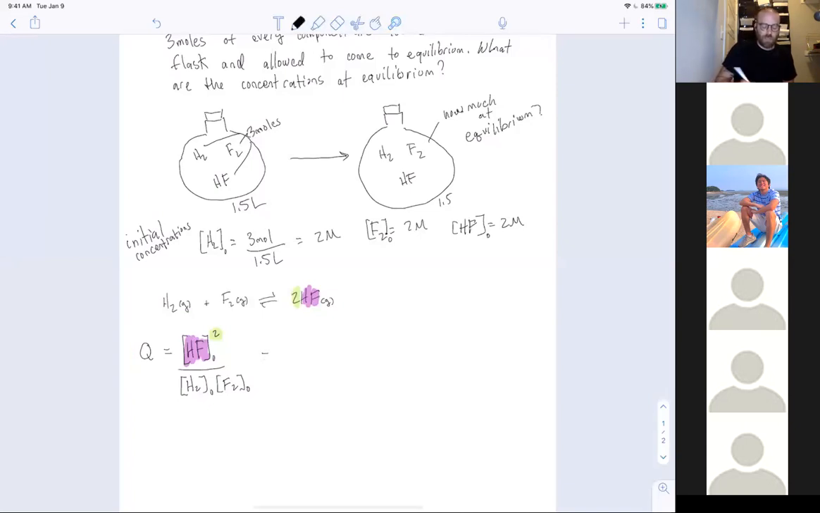But yeah, so what does Q end up equaling here? So we've got 2 squared divided by 2 times 2. So Q equals 1.